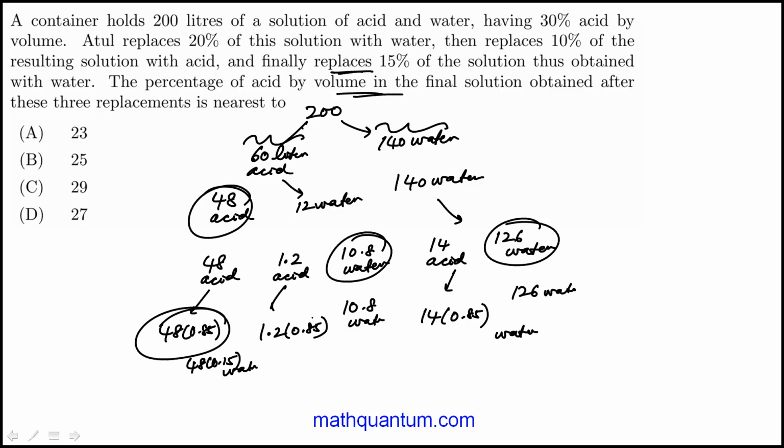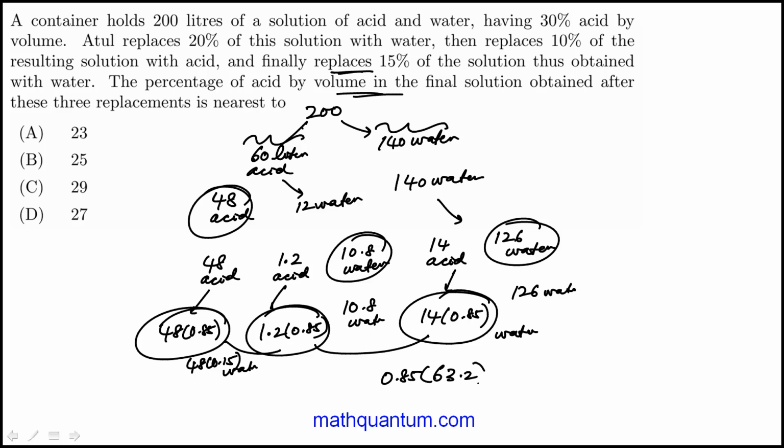So the amount of acid left at this final stage would be these three added. And you'll see they're all being multiplied by 0.85. So I add the remaining values. 48 plus 14 is 62, and then 63.2. So that's the amount of acid left. So I will compute that, 63.2 times 0.85. And I get 53.72 liters.